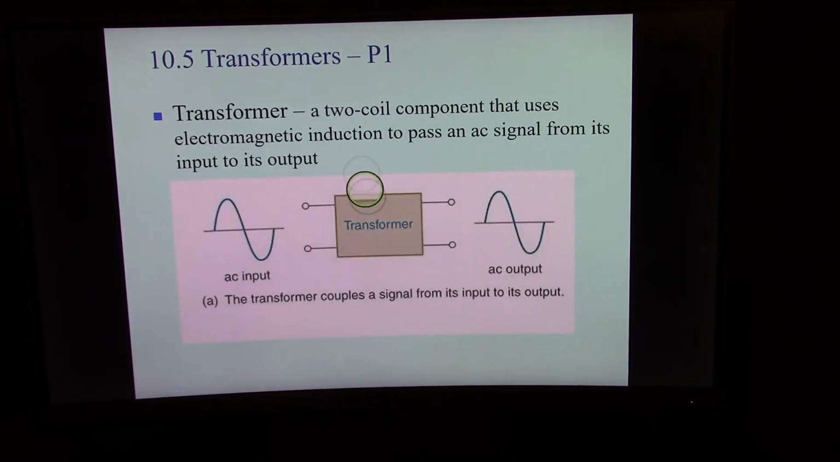So you have an AC input like this, and you go through a transformer, and then you have an AC output like this. Now in this case, the input and output voltages, the amplitudes are the same. So that's the maximum voltage you can see up there. They're the same. So this is an isolation transformer, but most transformers do something else to the voltage.